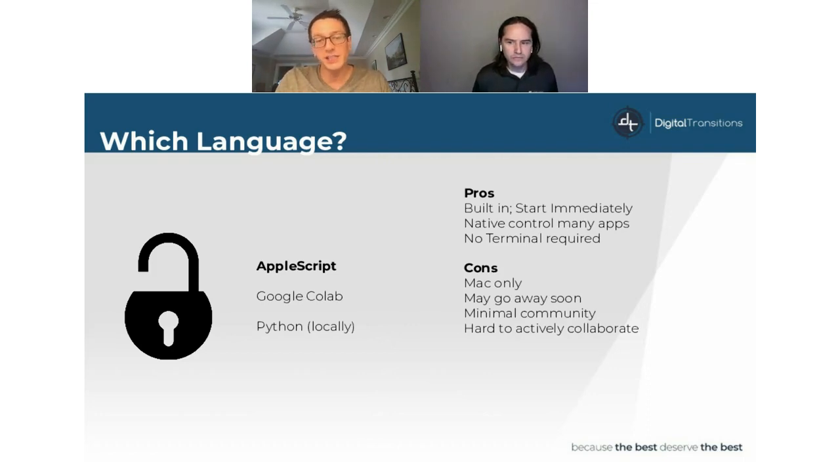The main downsides of AppleScript are related to the fact that it's an Apple-only programming language. And realistically, it's likely to go away sometime in the future. That means it's not as wide of a community of developers, there are fewer projects already written in it, and there are fewer places and ways to collaborate using AppleScript than, for example, the presentation that Jeremy will give on Python. So now Jeremy is going to present Python, and he's going to do that in two ways, as run inside of Google Colab, and separately as run locally on your computer.